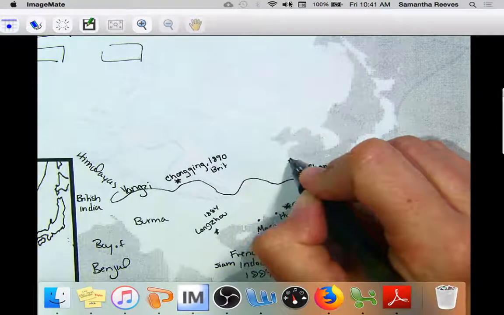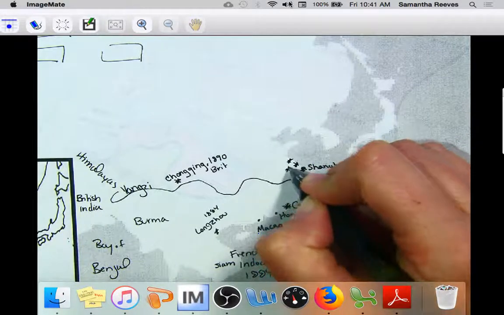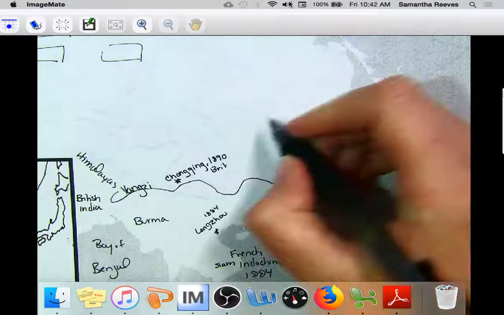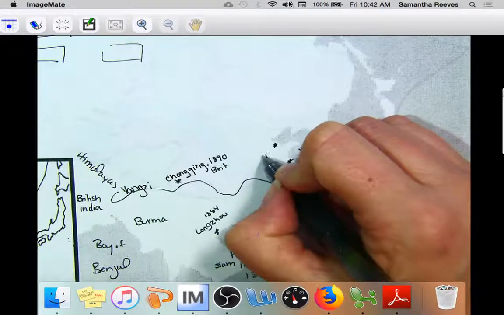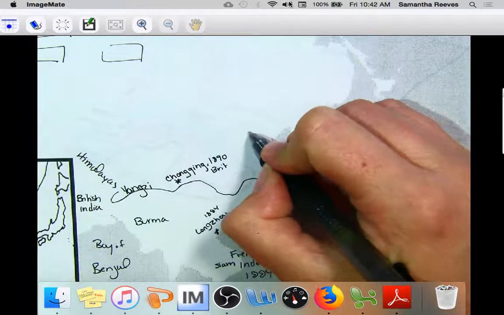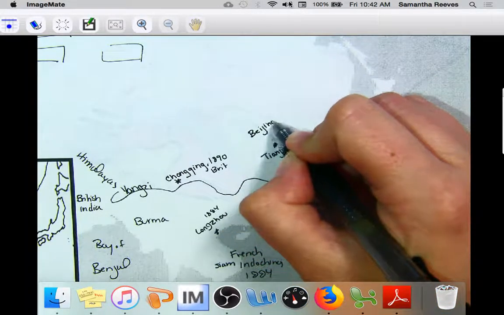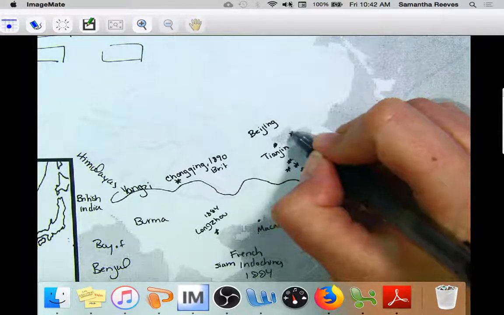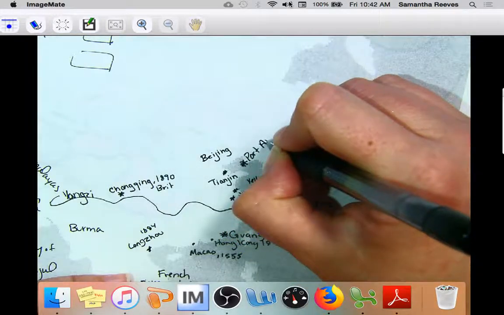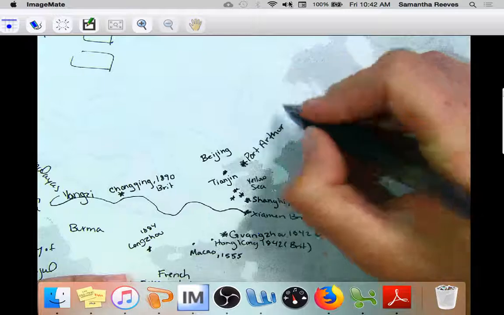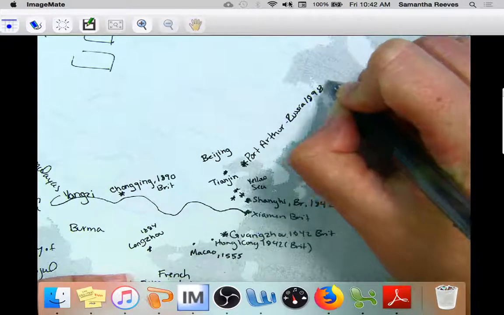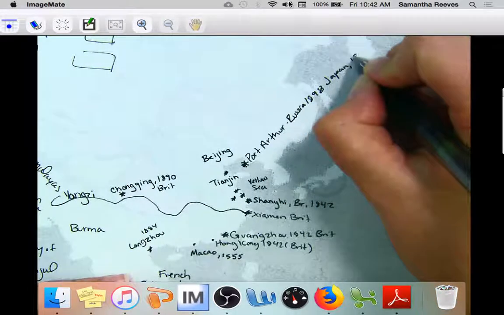We're going to just put a couple treaty ports. We're not going to write their names. You're welcome. We have the Yellow Sea right here. We do have a treaty port right here. Its name is Tianjin. Right over here we have Beijing. Right here we have a super important port. It's called Port Arthur. It is Russia, 1898, and then it goes to Japan, 1905.